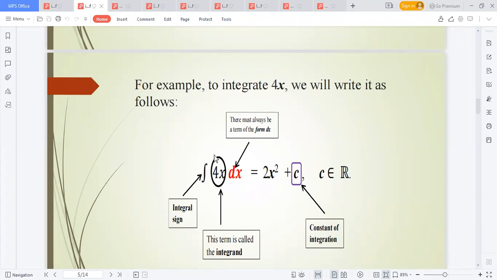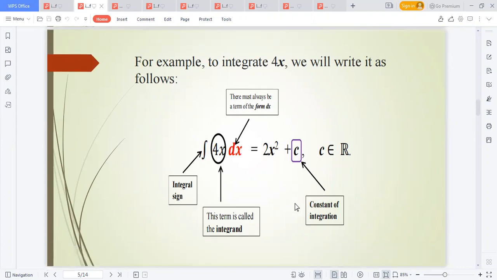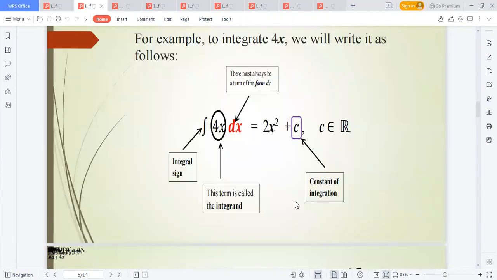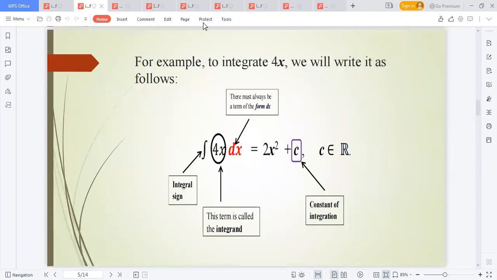And what will the integration of x be? Using the power rule, x to the power 1 plus 1 divided by 1 plus 1, that means x square by 2. So the 2 and 4 will cancel, and 2x square will be the result. And we have to add c, where c is a real number. This is called the integral constant or constant of integration. This is actually the basic concept of integration or integrals.